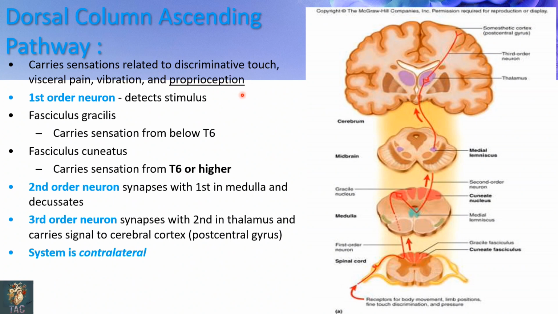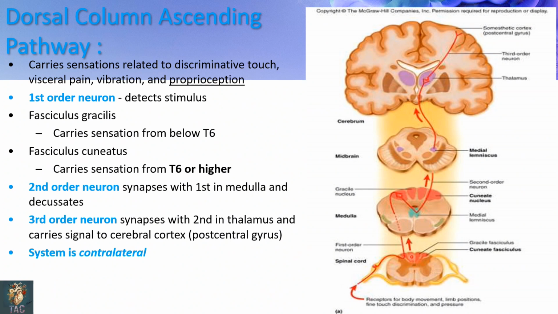This is one of the modern tracts which is present in human beings, and the first order neuron usually detects the stimuli. They are present in the dorsal root ganglia. Here is the dorsal root ganglia. You can see in this slide their peripheral process carrying the impulses from the periphery, and the central process enters into the spinal cord, and then it ascends ipsilaterally up to the level of the medulla, where the second order neurons are located.